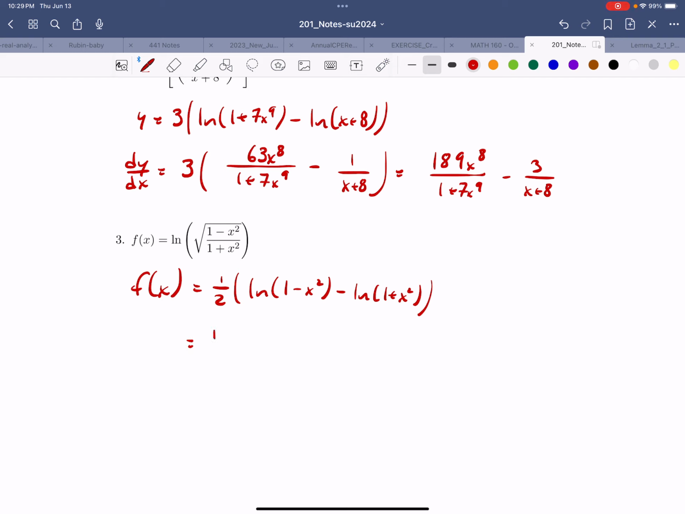Right, so f prime of x is going to equal 1/2 times 1 over 1 minus x squared, but that's negative 2x, minus, and then this is going to be 2x over 1 plus x squared. Right, and then if you want to simplify this a bit more, which we should, because this is not so bad, negative x over 1 minus x squared, minus x over 1 plus x squared. All right, done.